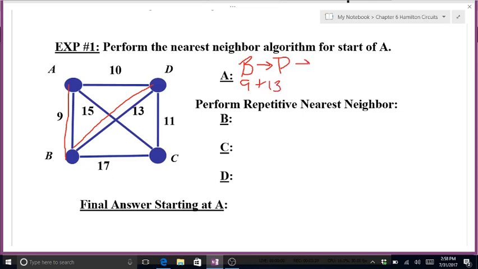From D, we have to go to C, because remember, Hamilton circuit, we have to touch every point once, and only once, and then return home. So we must go to C after that, and that has a weight of 11. And finally, we must return back to our starting point, so we're going to return back to A, and that has a weight of 15. And when we put all that together, we have a total weight of 48.